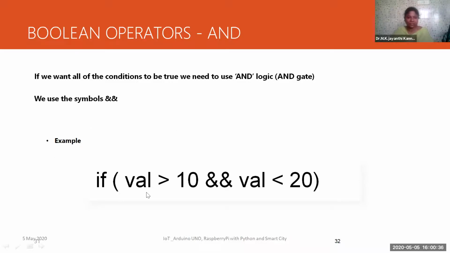Say, for example, if value is greater than 10 and value is less than 20. So if the value is in the range 11 to 19, then the condition will be true. If the value is 0 to 9 or if it is more than 19, the condition is false. So we can combine two relational expressions by making use of the and operator. The and symbol we are using is double ampersand.